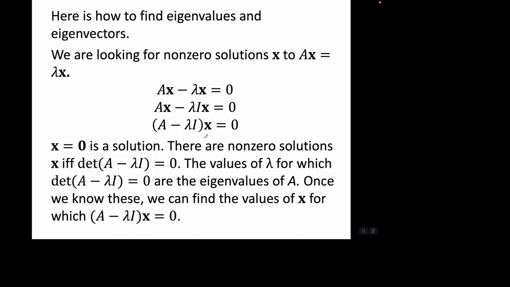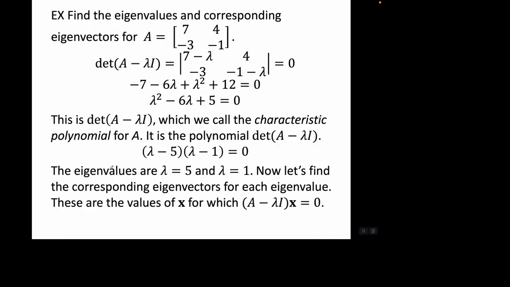Okay, we know x equals 0 is a solution. There are non-zero solutions x if and only if the determinant of A - λI equals 0. We've seen this before, that an equation like this has a non-trivial solution x if and only if the determinant of this thing is 0. So that's what we're going to try to do. We're going to try to solve det(A - λI) = 0. The values of λ for which det(A - λI) = 0 are the eigenvalues of A. Once we know these, we can find the values of x for which (A - λI)x is 0. Those will be the eigenvectors.